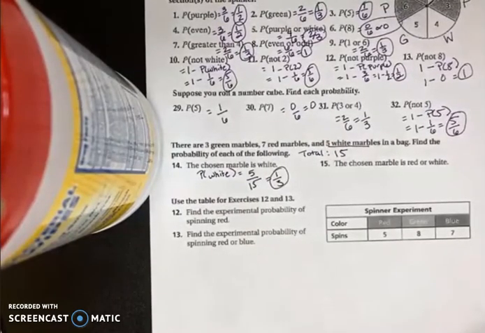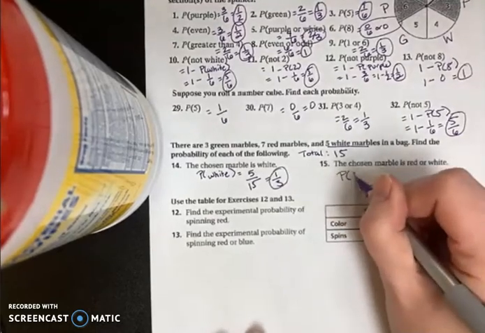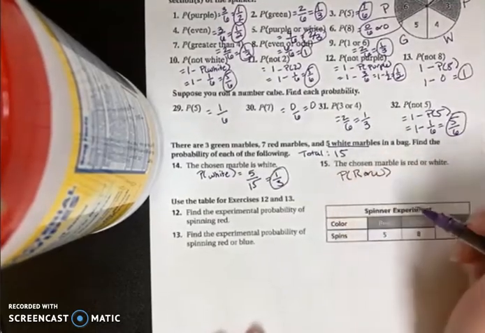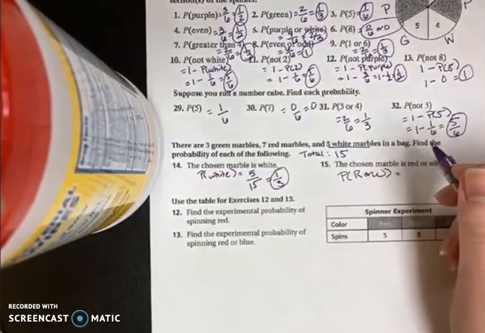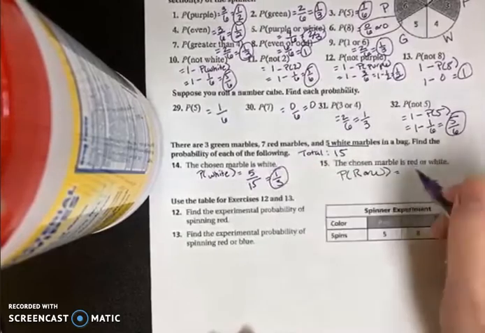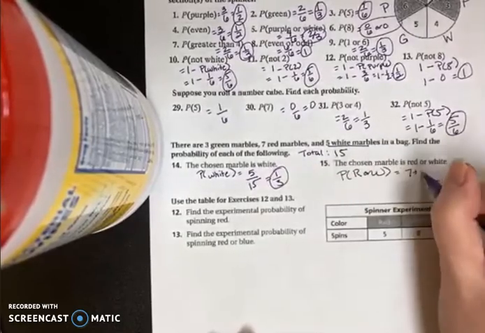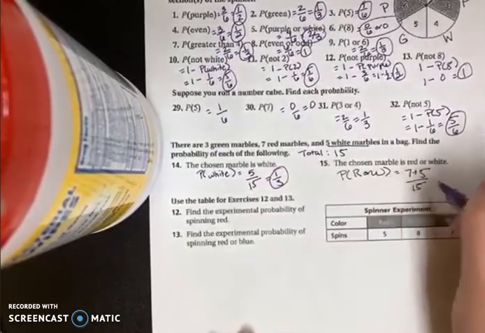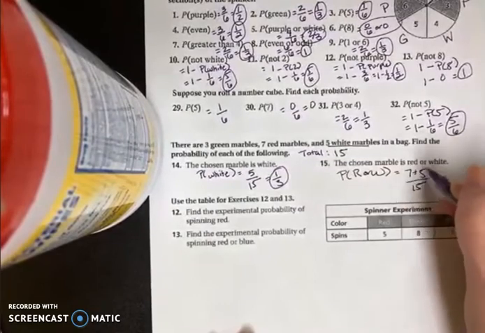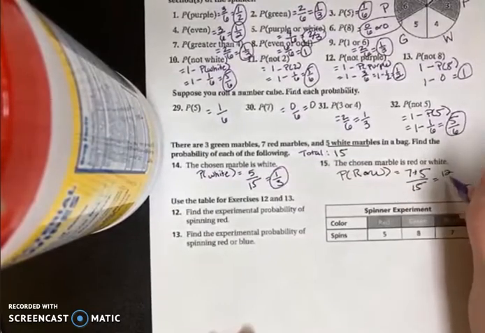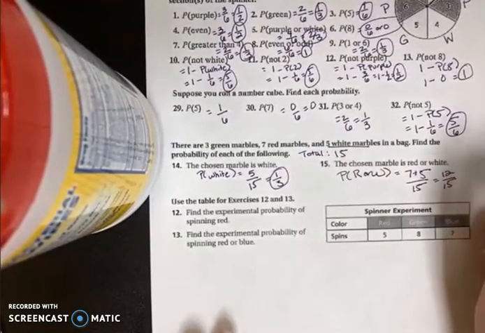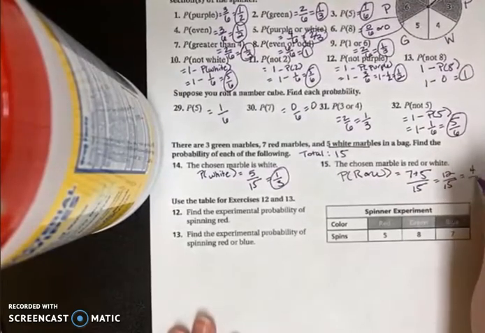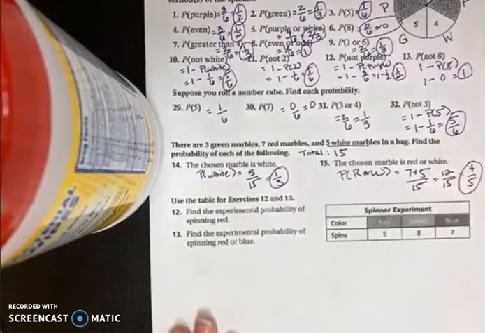Number 15, it says the chosen marble is red or white. So probability of red or white. Well, both are favorable, so let's just add them together. There are 7 red marbles and 5 white out of 15. So if I add those together, that gives me the number 12 over 15. And both of these are divisible by 3, so that gives me a 4:5 ratio.